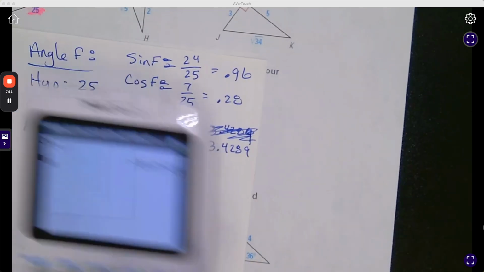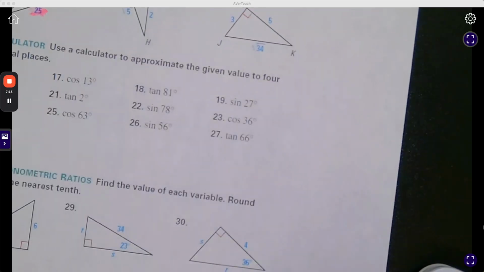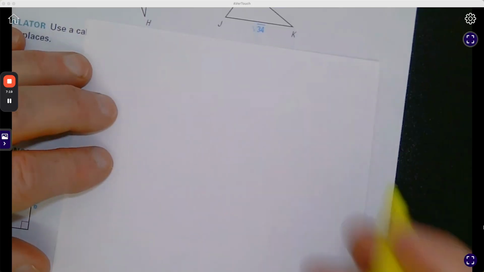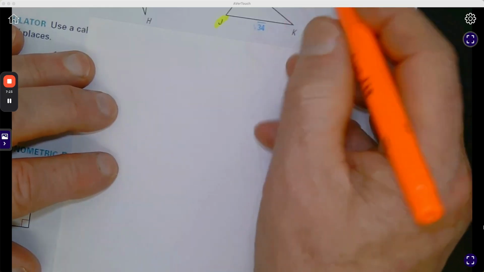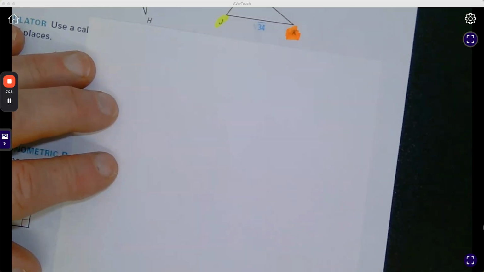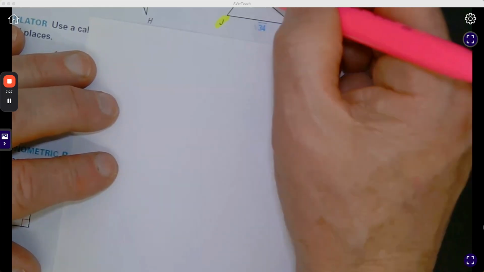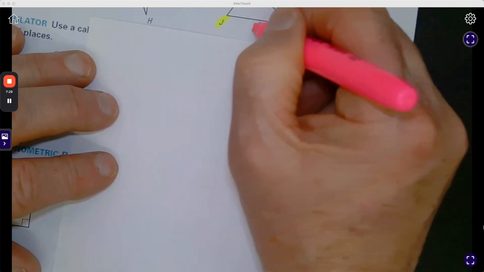Okay. All right, next one. Going to this one. Ooh, that's a square root on the bottom. Okay, identify the acute angles. Hi, J. And hi, K. Identify the hypotenuse across from the right angle. Right there.